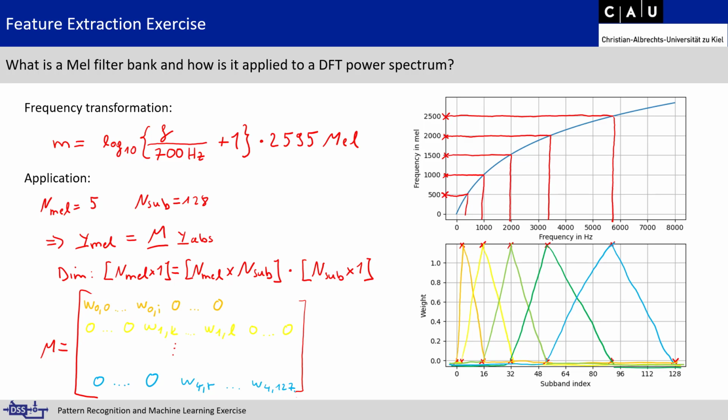So you can see here that we have a bunch of zeros in our matrix, and we only have some coefficients that are not 0, and we want to take certain DFT subband indices into account when we go into the Mel frequency domain in that specific subband, so that when we do the multiplication of the matrix with our DFT vector, we combine the right frequencies with the right weights to form our subband Mel frequency values.